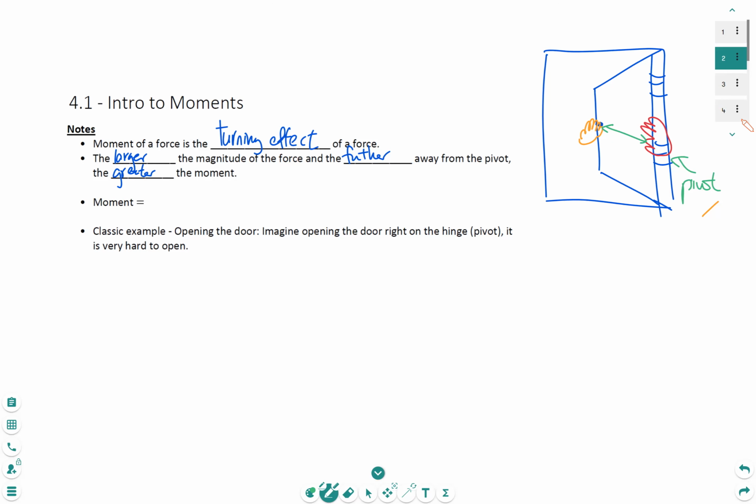Comparatively, if you compare to the red guy, when he tries to open the door in here, the position of his hand is quite close to the pivot. So the distance of the hand to the pivot is nearly 0. When it's nearly 0, it generates nearly 0 moment, because a number times 0 is 0, or 0 point something is close to 0. So it will generate less moment. And that's why the door handle is always furthest away from the pivot.